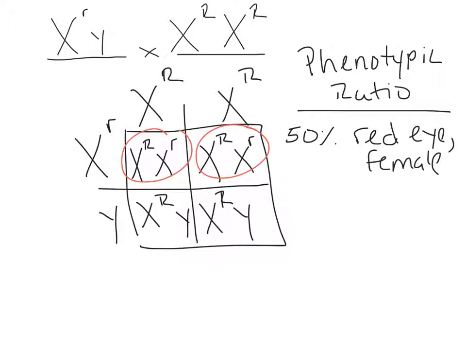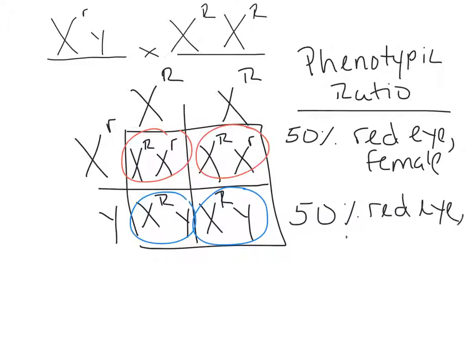In these other boxes down here, we have two males, and both of them are also red-eyed. So 50% red eye male. Be sure when you're doing these problems that you give me the full phenotype as well as the percentage or fraction.